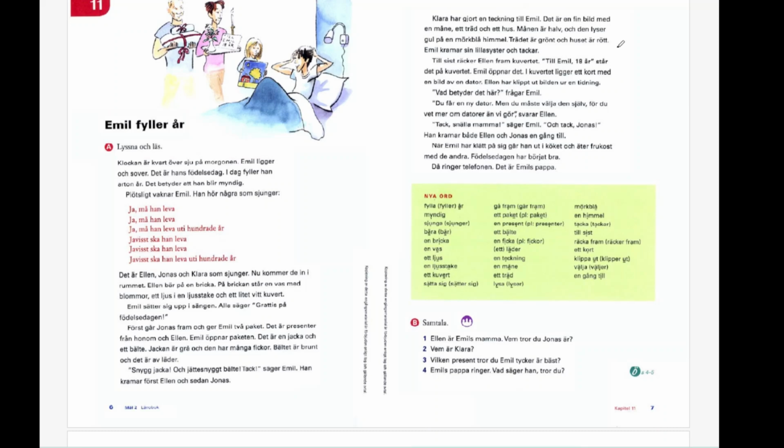Till sist räcker Ellen fram kuvertet. Till Emil, 18 år, står det på kuvertet. Emil öppnar det. I kuvertet ligger ett kort med en bild av en dator. Ellen har klippt ut bilden ur en tidning. Vad betyder det här? Frågar Emil. Du får en ny dator, men du måste välja den själv, för du vet mer om datorer än vi gör, svarar Ellen. Tack snälla mamma, säger Emil, och tack Jonas. Han kramar både Ellen och Jonas en gång till. När Emil har klätt på sig går han ut i köket och äter frukost med de andra. Födelsedagen har börjat bra. Då ringer telefonen. Det är Emils pappa.